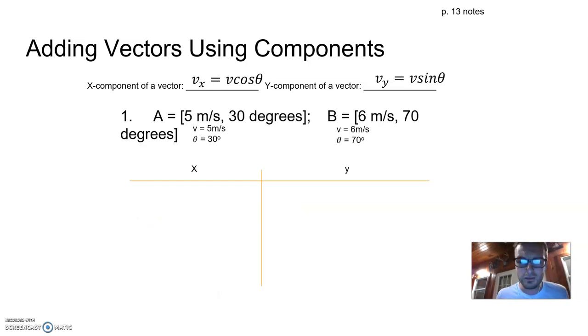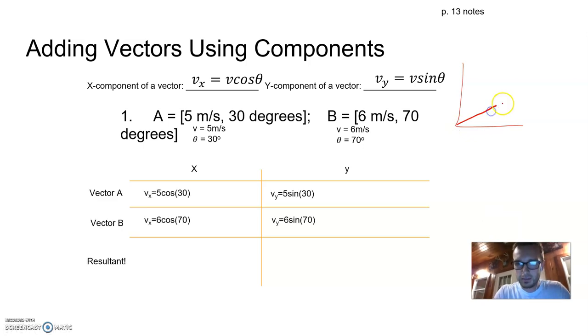Let's say I wanted to add these two vectors together, 5 meters per second at 30 degrees and 6 meters per second at 70 degrees. So if I just had to do a rough sketch here, all right, we know it's like 90 and 0. So I got 5 meters per second at 30 degrees, something like that. And 6 meters per second at 70 degrees. So that one would kind of be like this, just to get the ballpark.